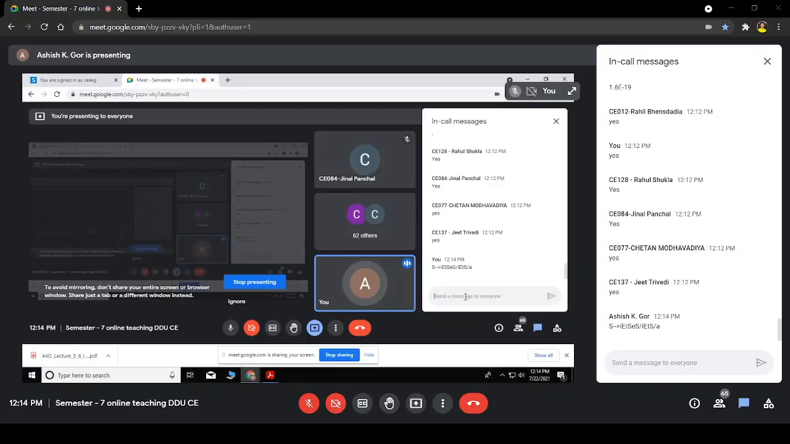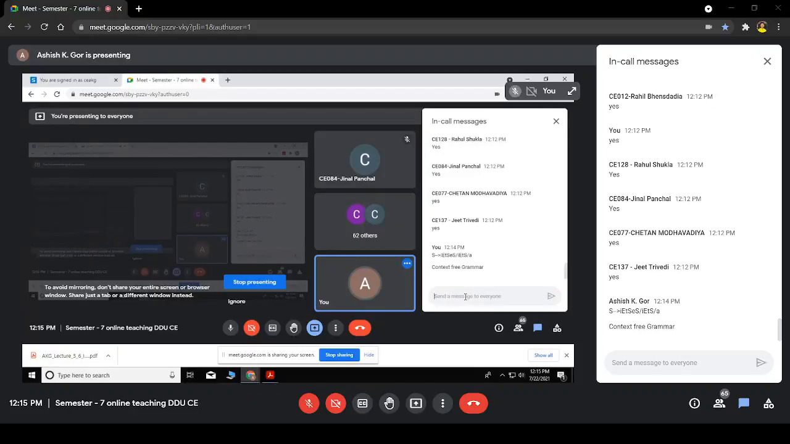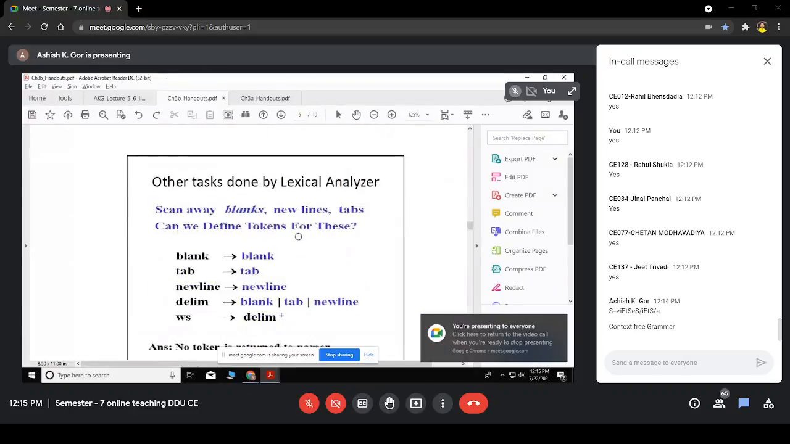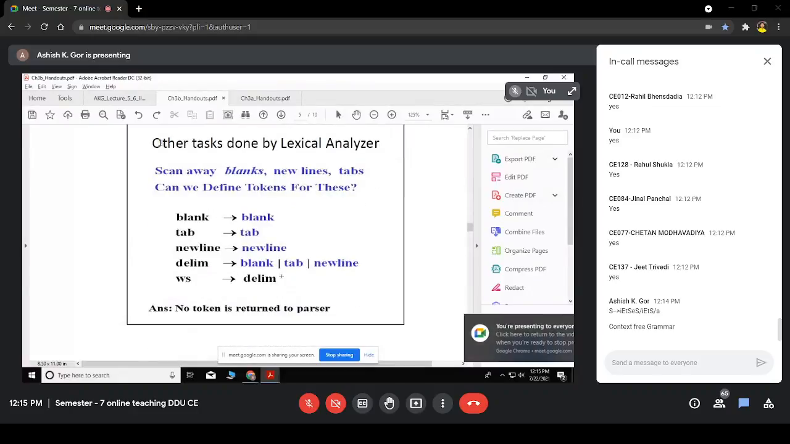Yes, have you studied this grammar or not? If expression, then statement, else statement. This is not a regular language. This is a context-free grammar. We will use this in future. Okay, but remember this. So remember other tasks done by lexical analyzer.